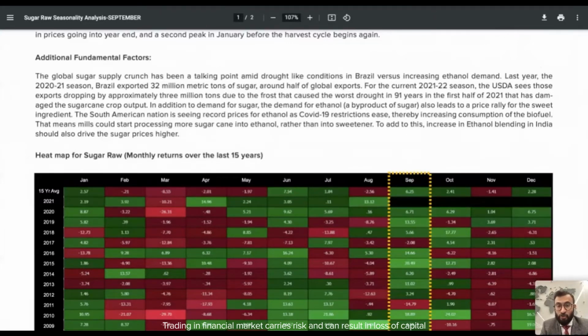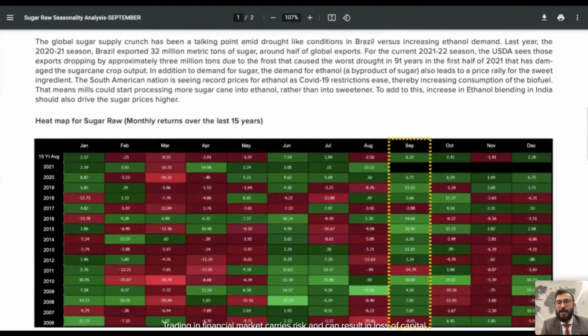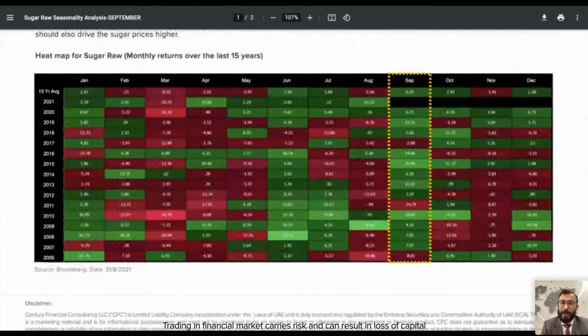In addition to demand for sugar, demand for ethanol, which is a byproduct of sugar, also leads to a price rally for the sweet ingredient. South American nation is seeing record prices for ethanol as COVID-19 restrictions ease, thereby increasing consumption of the biofuel. That means mills could start processing more sugarcane into ethanol rather than into sweetener. So to add to this, increase in ethanol blending in India should also drive the sugar prices higher. So there are strong fundamentals behind increase in sugar prices. And then we are in a month where sugar raw normally gives positive returns as compared to the previous months. So all in all, it makes it a good seasonality pattern to work with, right?